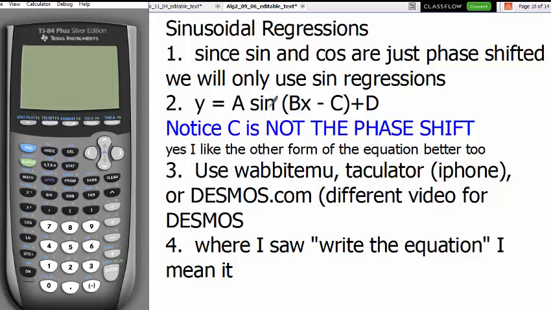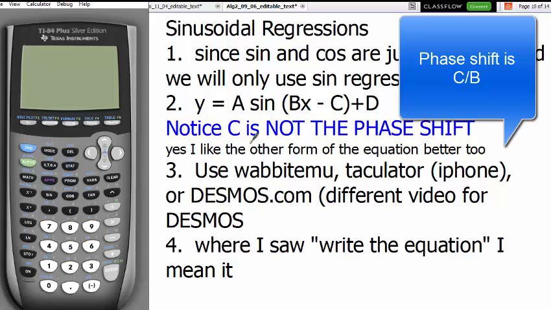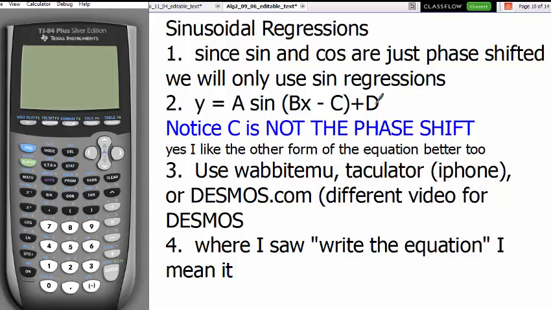There's a slight difference in the form of the equation. In the equation, I don't have a second set of brackets. I just have the 1. B is inside it. This makes C not the phase shift. C divided by B is the phase shift. My preference is the other equation, but this is the way we tend to get it. Notice instead of H and instead of K, we tend to use C and D in the calculator.